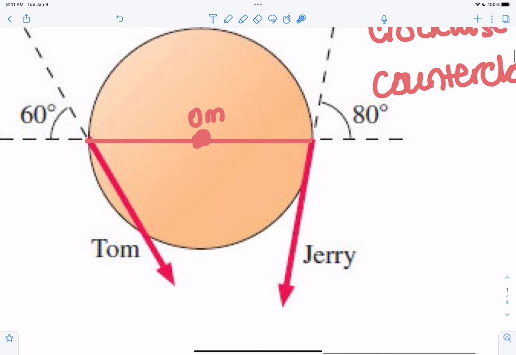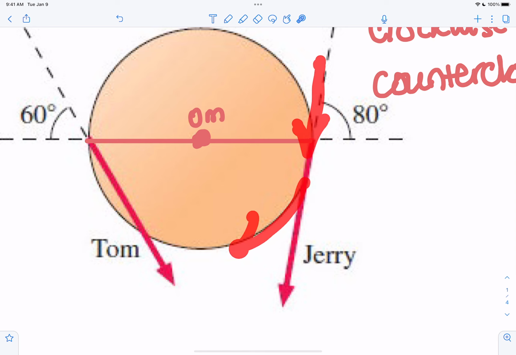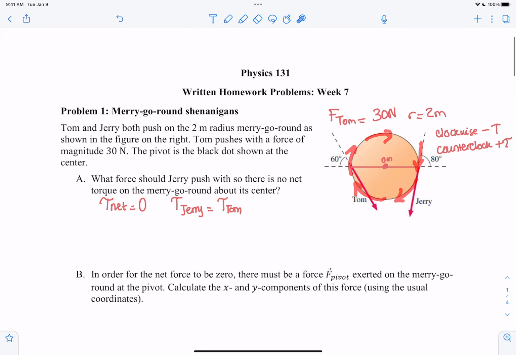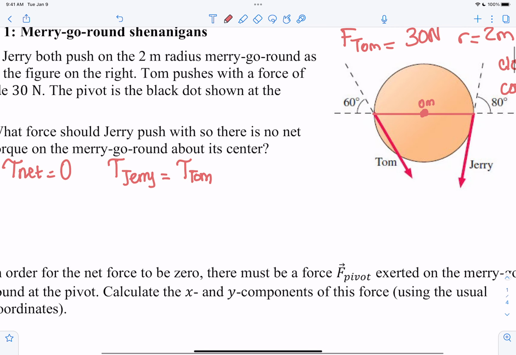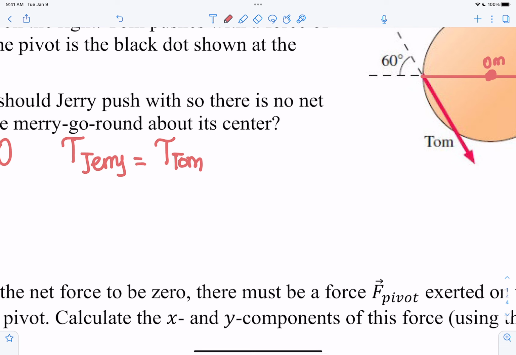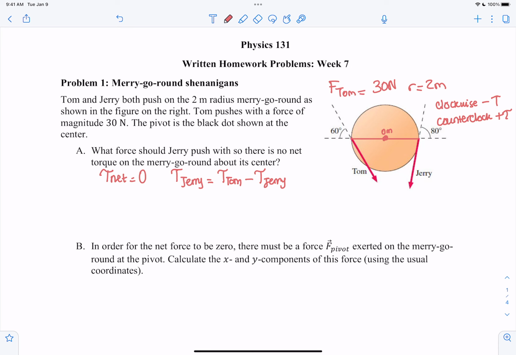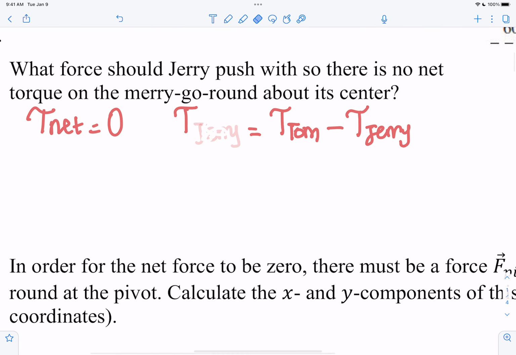Now Jerry, on the other hand, pushes down like this. So what would his direction be? Clockwise, right? Exactly. So you're pushing down like this, you're going like that, clockwise, like clockwork. So clockwise is negative, counterclockwise is positive. So Tom has a positive torque because he's going counterclockwise, and Jerry has a negative torque because he's going clockwise. Now, once again, not T Jerry, my bad. This should be T net.